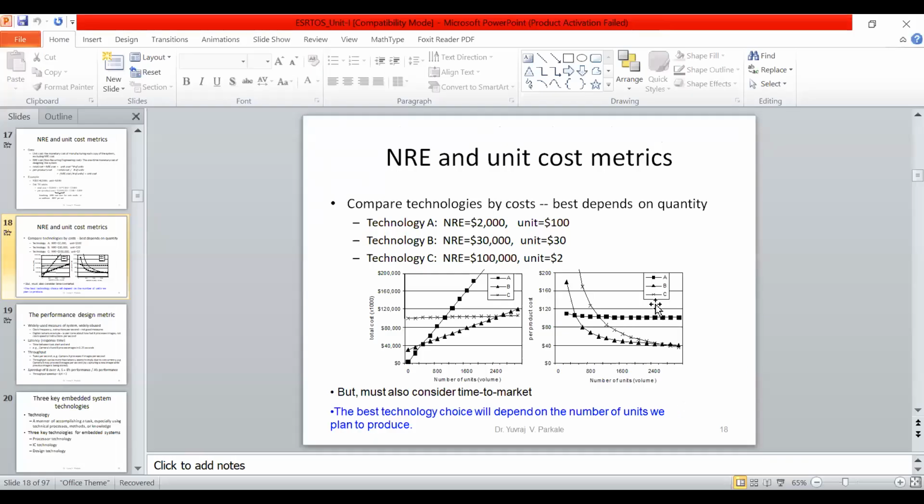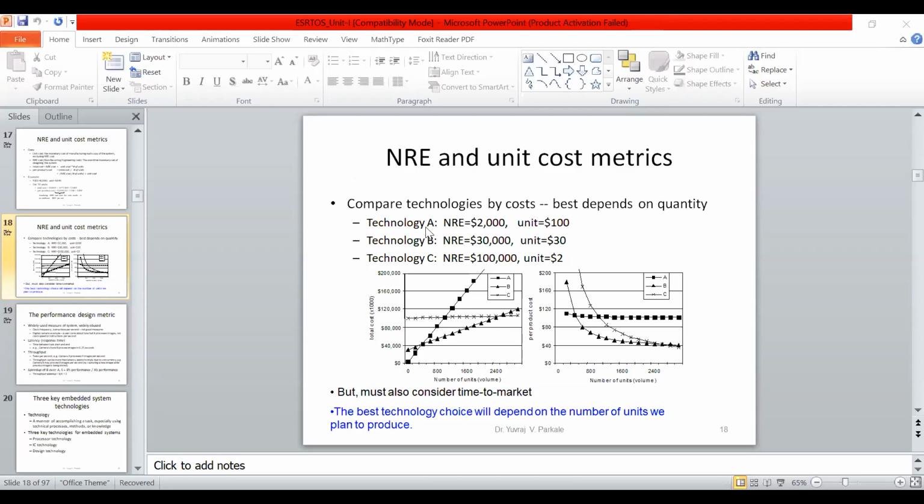Next, in the next slide, we'll see the NRE and the unit cost metric. There is a simple example of NRE and unit cost metric, that means how to deal with NRE and unit cost metric. We have to compare some technologies by cost.